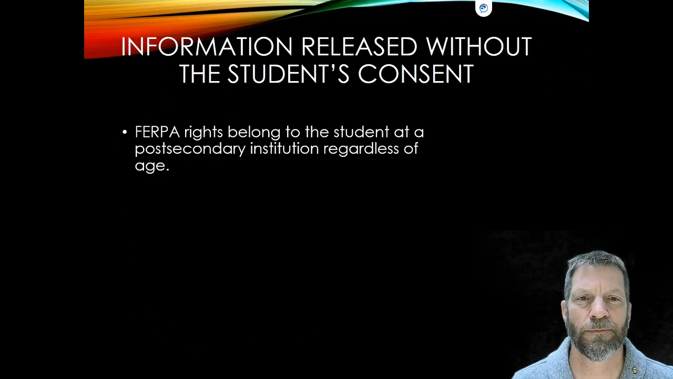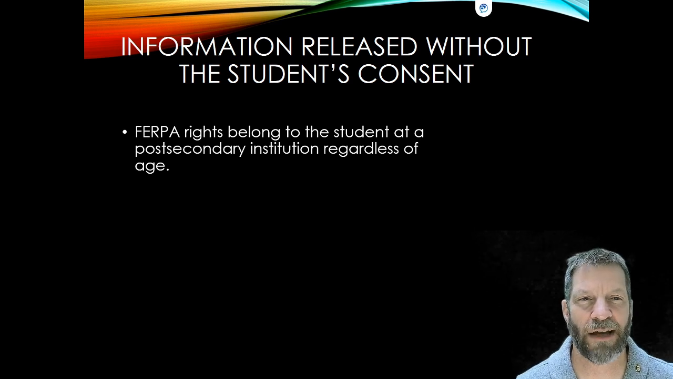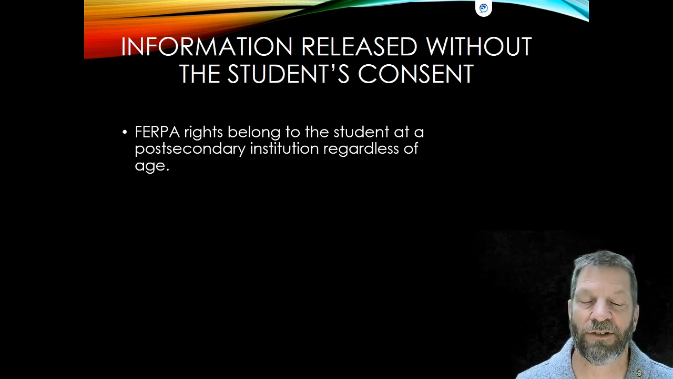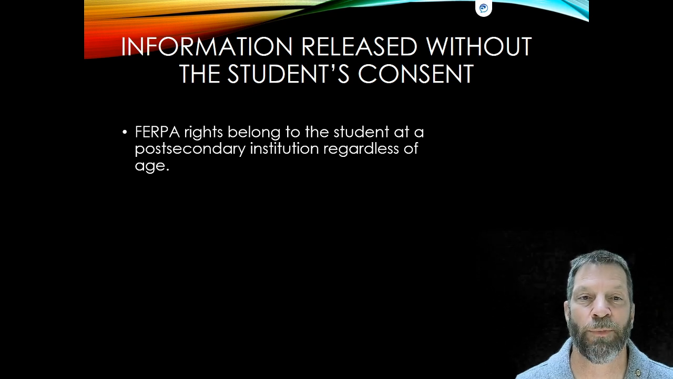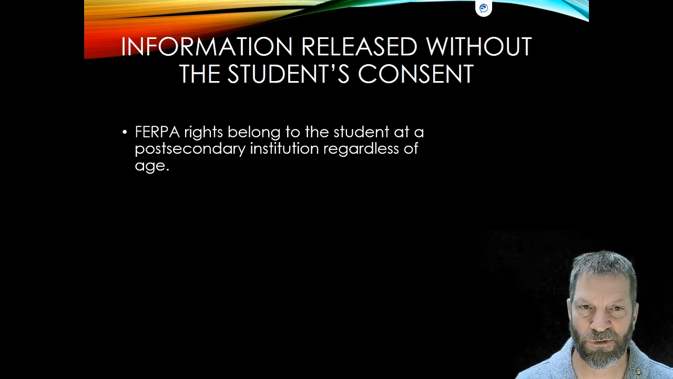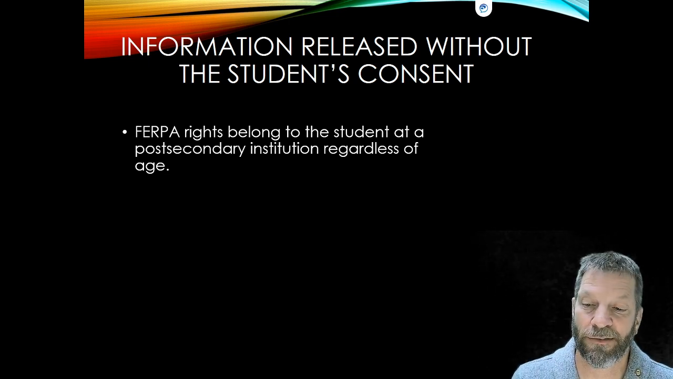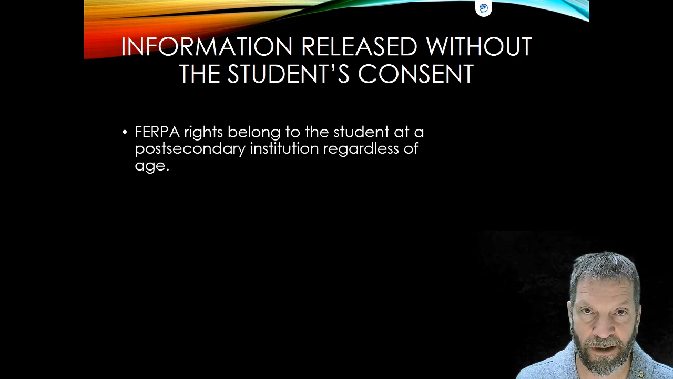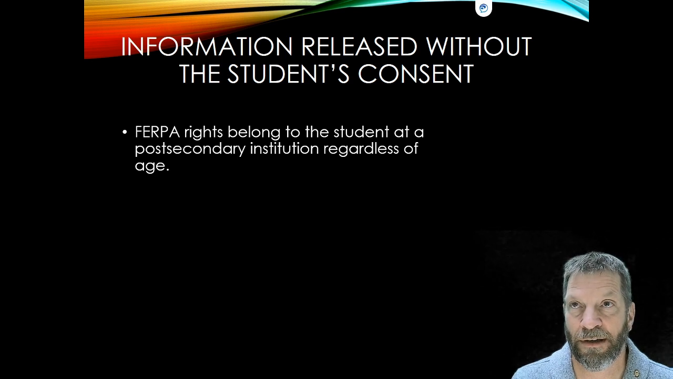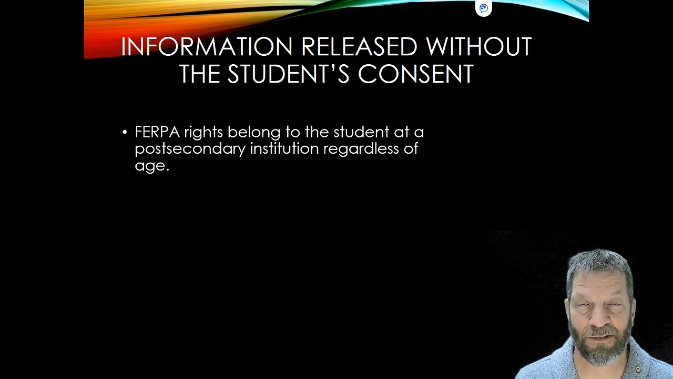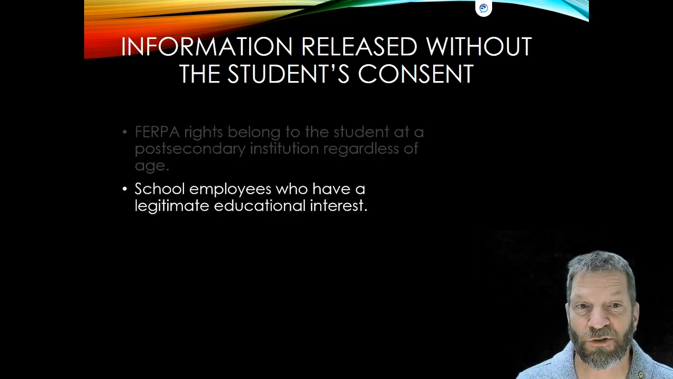What information can be released without the student's consent? Well, there's a few situations where this comes into play. FERPA rights belong to the student at a post-secondary institution, regardless of the student's age. So a 17-year-old, an 18-year-old, 21-year-old, a 30-year-old, their education records are their property, and they only determine what third parties can gain access, with the exception of a few things specified by law, such as school employees.